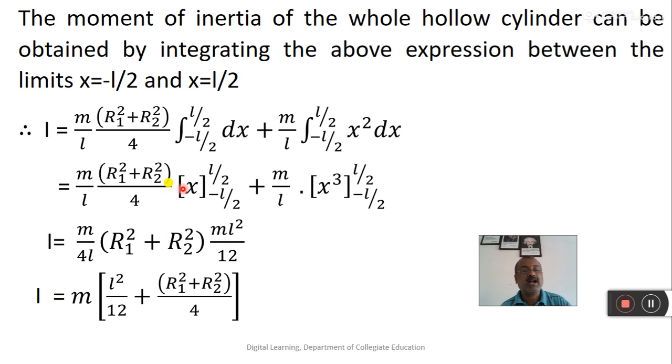If we substitute and simplify, we can write like this. If we integrate this, x we will get between minus L by 2 to plus L by 2, plus m divided by L into x cubed by 3, between minus L by 2 to plus L by 2. I is equal to m divided by 4L into r1 squared plus r2 squared, plus m L squared divided by 12. So I is equal to m into L squared divided by 12 plus r1 squared plus r2 squared divided by 4, we will get.